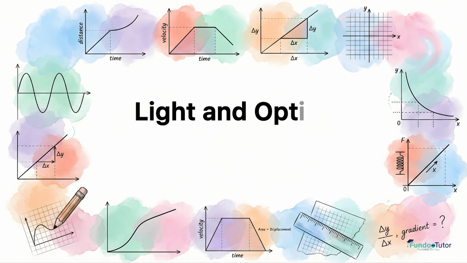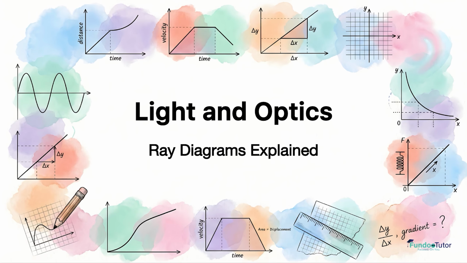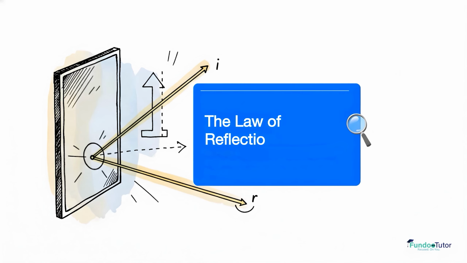Okay, on to light and optics. You're going to see how a few simple lines in a ray diagram can explain pretty much everything about how light works. This is a rule you absolutely have to know, the law of reflection. It's super simple. The angle the light comes in at, which we call the angle of incidence, is always equal to the angle it reflects at. That's it. I equals R. This one little rule is the reason why the image you see in a flat mirror is upright, looks like it's behind the mirror, and is laterally inverted, flipped from left to right.